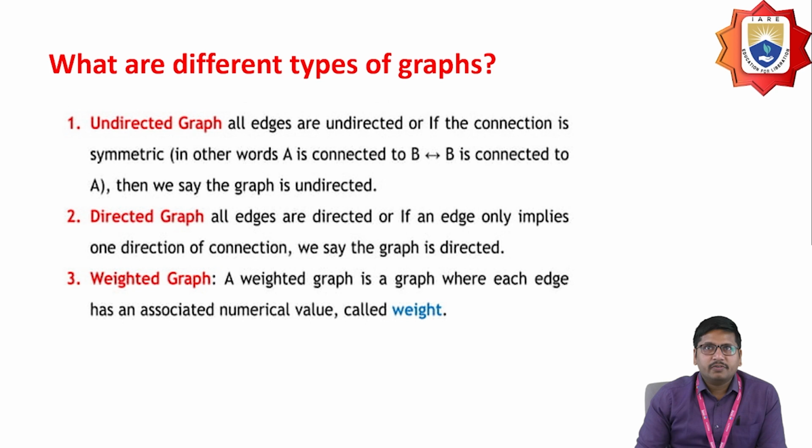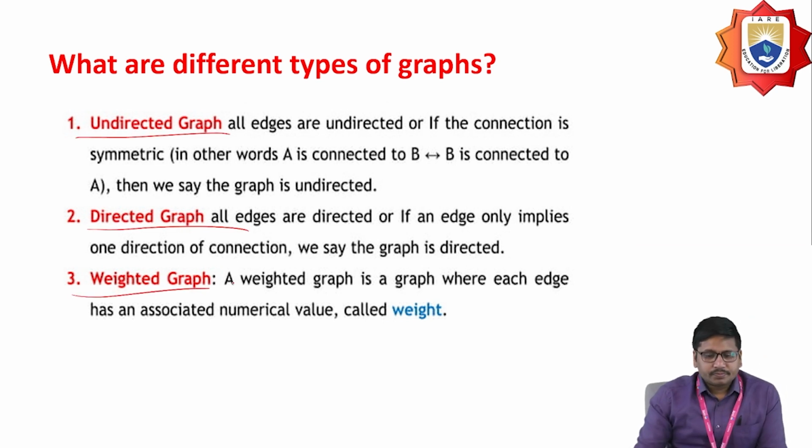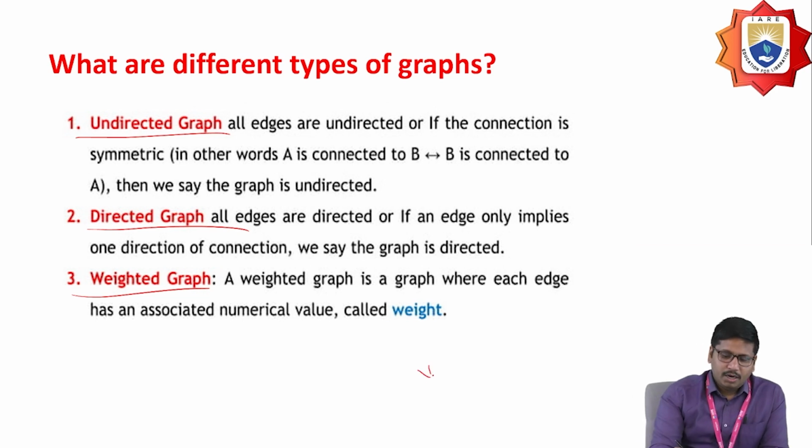So what are the different types of graphs here? In the different types of graphs, we have three categories. The first is the undirected graph, then the directed graph, and the weighted graph. An undirected graph is one where all the edges are undirected, and the connection is symmetric. In other words, if A is connected to B, then B is also connected to A. So if I have vertices like this, the edge is undirected, there are no directions between them, so that is why it is an undirected graph.